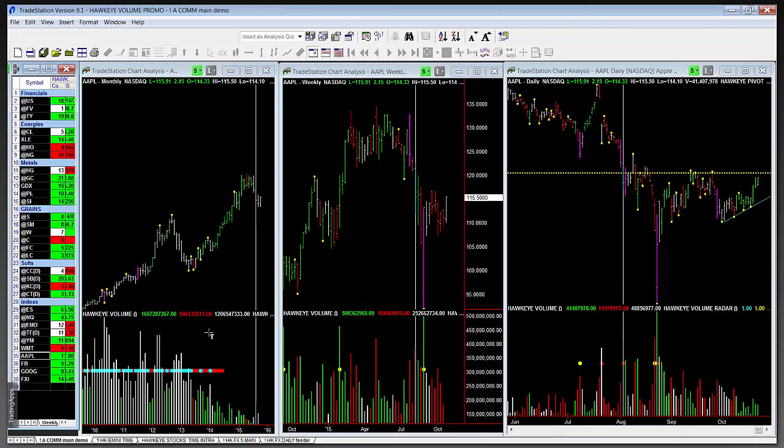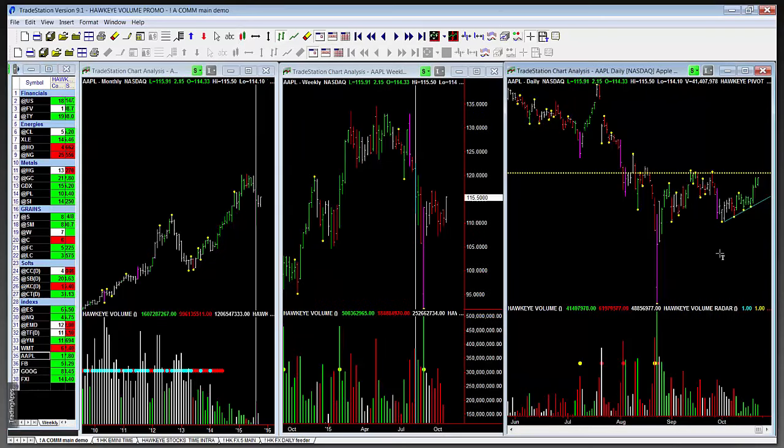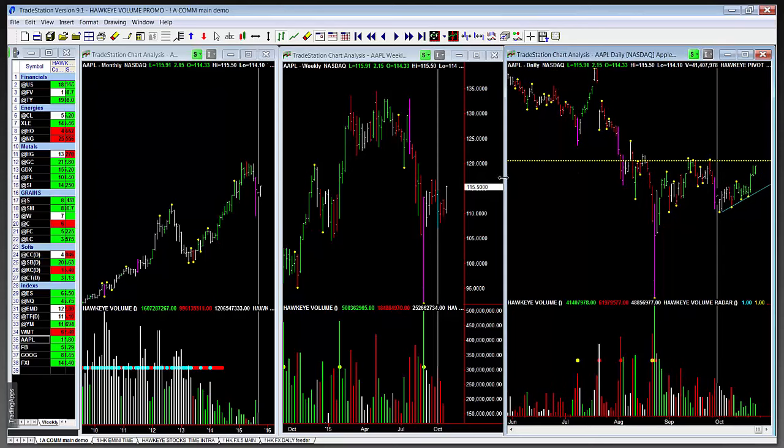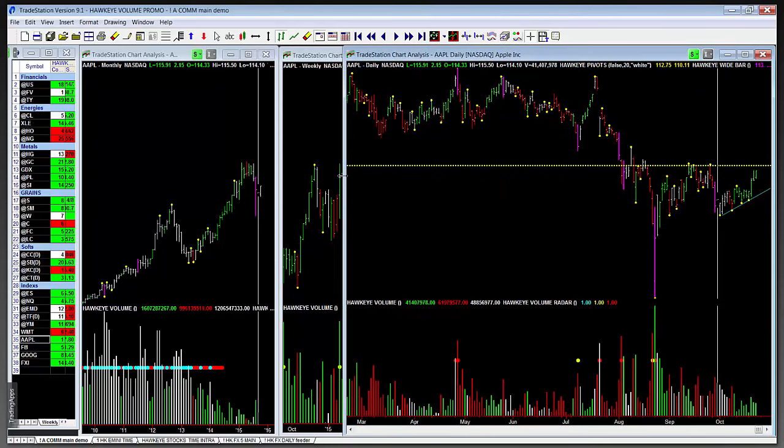Let's bring up Apple, and you can see what's happening on Apple. So let's go down to the daily and do some, what I call, as I said earlier, some forensic analysis on that. And you can see that I put the dotted line in where there is resistance. So this price level here has been visited after the wide bar down, and it's come back up and hit the dotted bar 1, 2, 3 times.